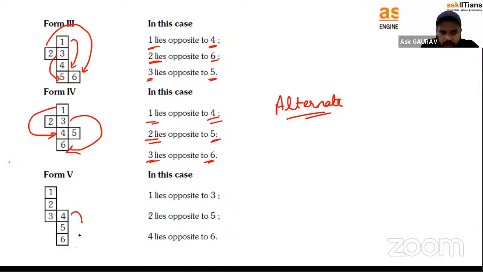Here, 4 will be opposite to 6, 1 will be opposite to 3, and 2 will be opposite to 5. If you do not know the rule also, then imagine how you will make a box out of the open box. These forms are basically the unfolded ones. These are your open boxes, open sweet box. You have to make a box out of them. So how are you going to do it?